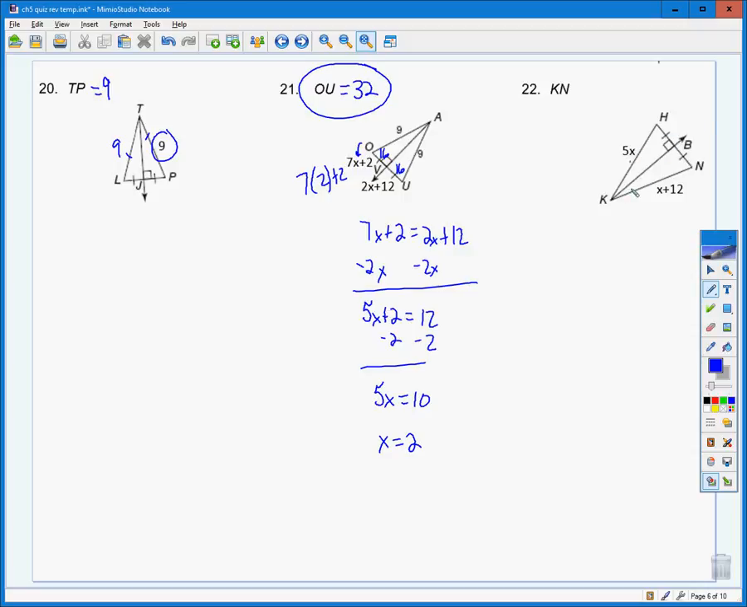Because this is a perpendicular bisector, I know the distance from K to H and the distance from K to N are the same. So 5x is equal to x plus 12. Subtracting x, 4x is equal to 12. Dividing by 4, x is equal to 3. If I plug it back in, 3 plus 12 is 15.